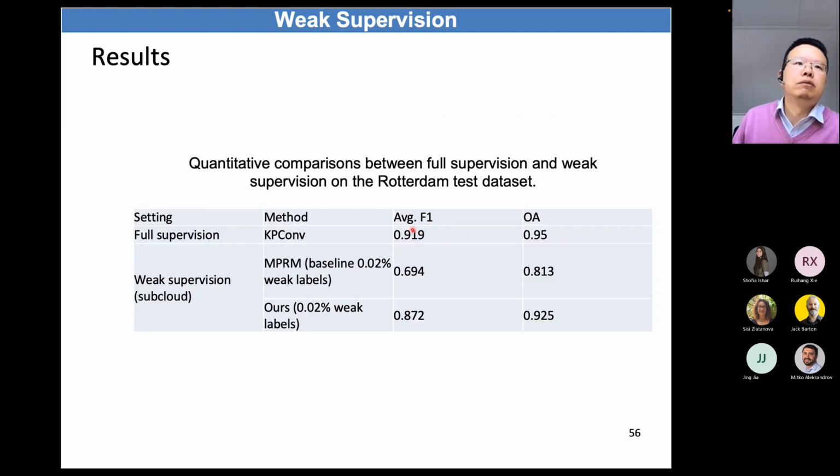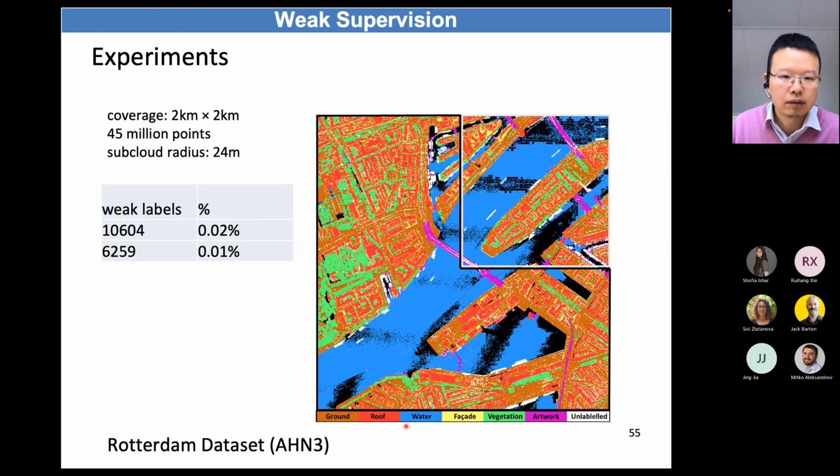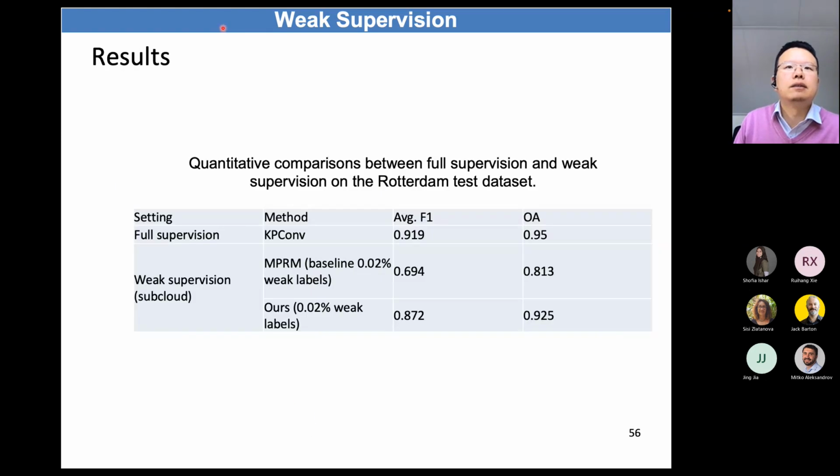Here with full supervision, it's much better because it has fewer classes. You see, this data set only has, let's say, 6 classes. So we can get up to almost 92% F1 score. It's very high with full supervision. But with weak supervision, with the baseline, we get almost 70%, while with our method, we push up to 87%. So it's quite some gain there.